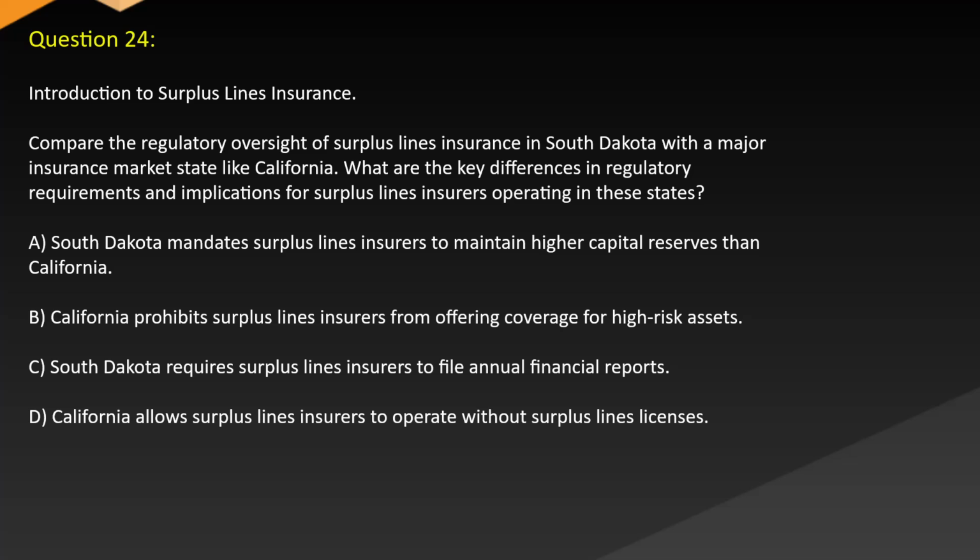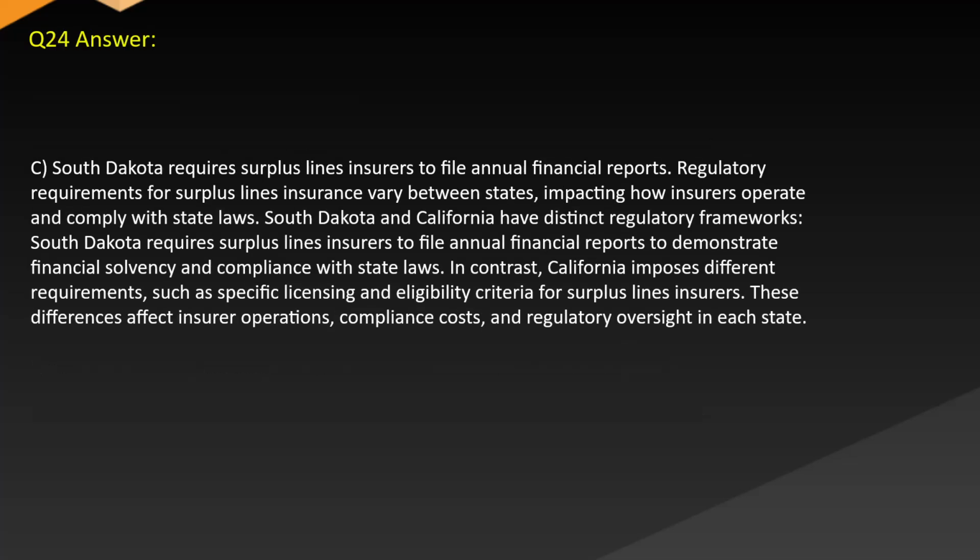A. South Dakota mandates surplus lines insurers to maintain higher capital reserves than California. B. California prohibits surplus lines insurers from offering coverage for high-risk assets. C. South Dakota requires surplus lines insurers to file annual financial reports. D. California allows surplus lines insurers to operate without surplus lines licenses. Answer is C. South Dakota requires surplus lines insurers to file annual financial reports.